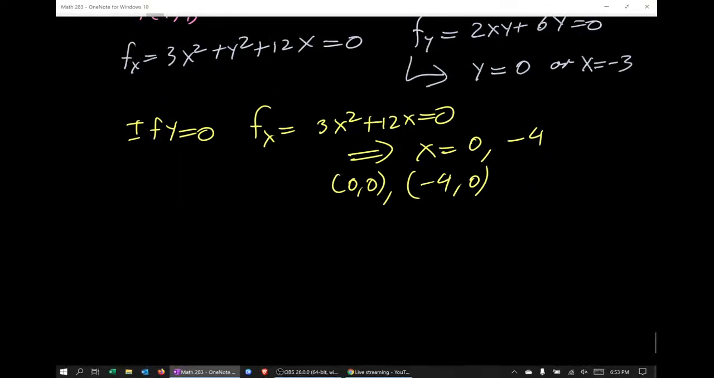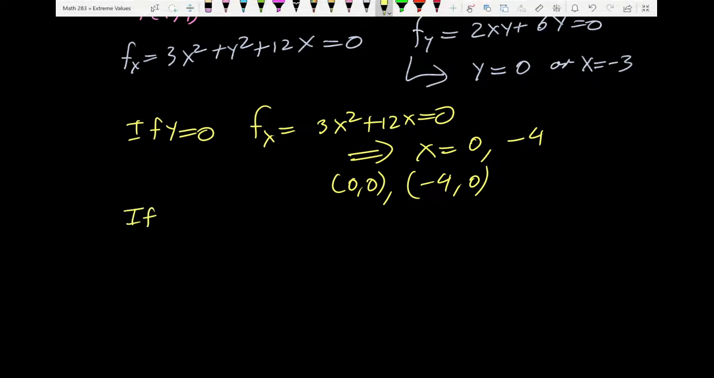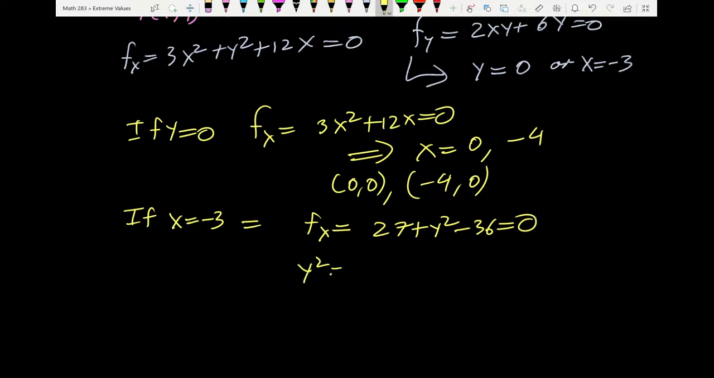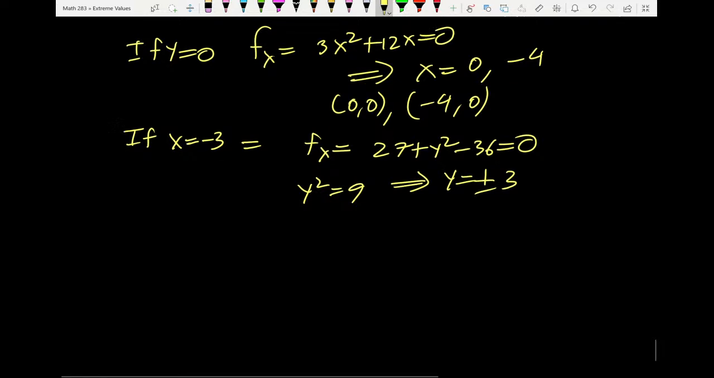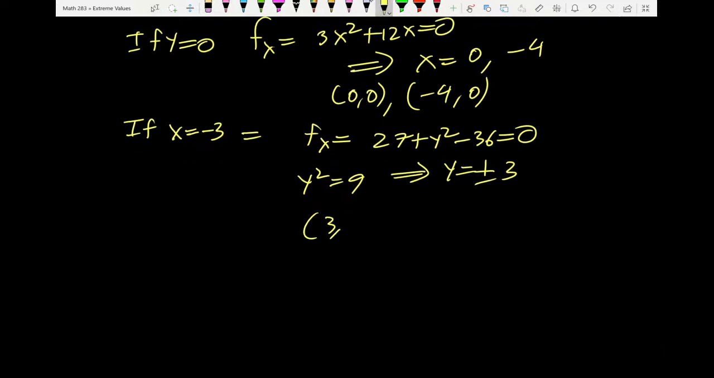If x equals -3, what do you get? f sub x equals what? 27 plus y squared minus 36 equals 0. So y squared equals 9 implies y is what? Plus or minus 3. So what are the points? -3, 3 and -3, -3.